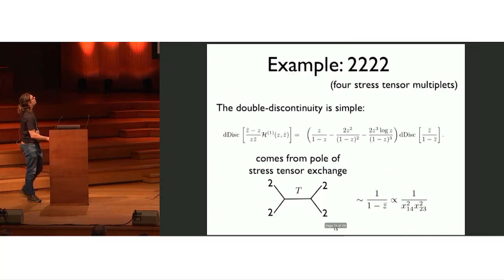Okay. So we're going to apply this formula. Let me just briefly go to an example. Okay, so the simplest correlator is 2222, the four stress tensor multiplets.